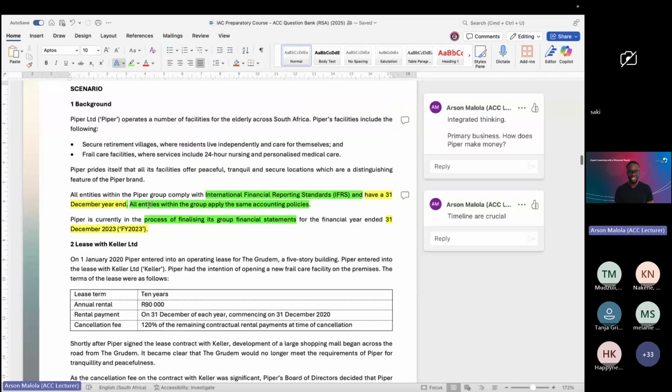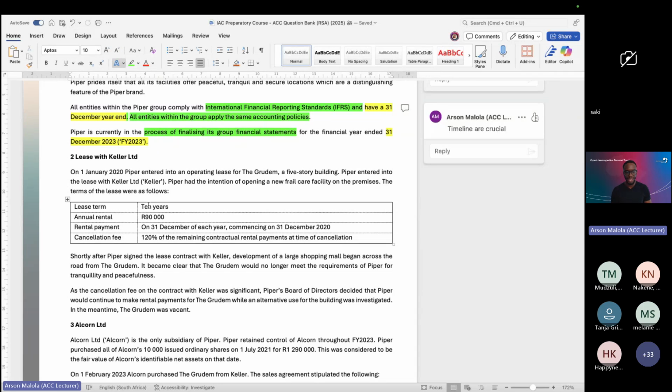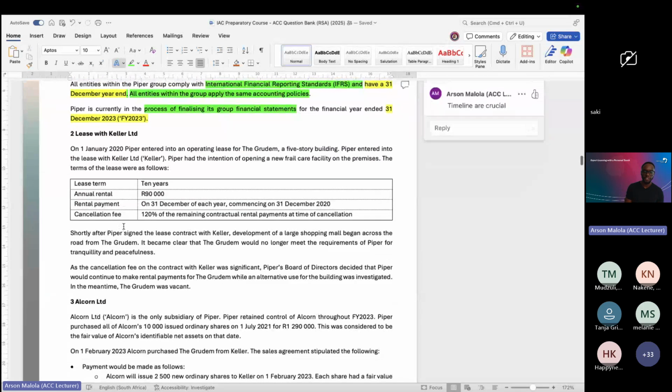Okay, so let's read section 2, lease with Keller Limited. The 1st of Jan 2020. Immediately I'm back on my timeline, because this very clearly is a time that has happened well before my current financial year. This is the 2020 financial year, so I've marked a little line well ahead of the beginning of my year.